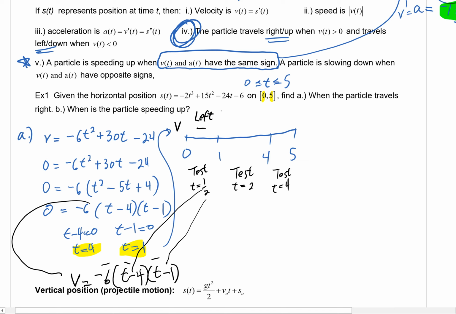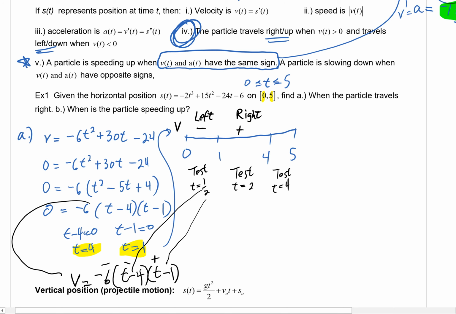And then what? Well, what about if I plugged in a 2? You could see that this last parenthesis would be positive, but your other ones would be negative. A negative times a negative is a positive, and a positive multiplied in. You can see, hey, look at this. We're going to be traveling to the right then.